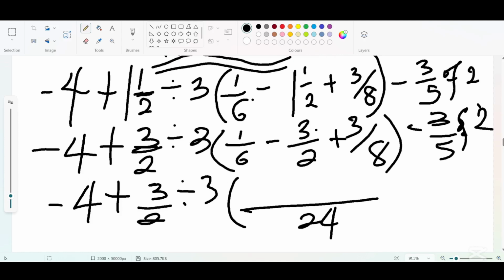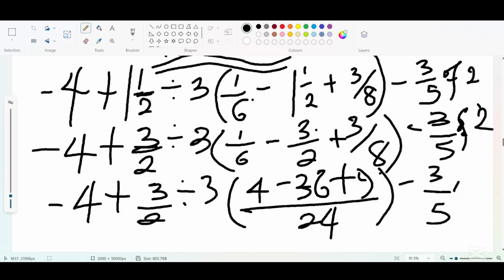So 24 divided by 6 is going to be 4. 4 times 1 is going to be 4, minus 24 divided by 2, that's 12, and 12 times 3, that's 36, right? Now plus 24 divided by 8, that's 3, and 3 times 3, that's going to be 9. So minus 3 all over 5 of 2.